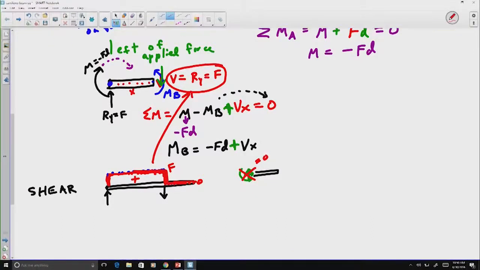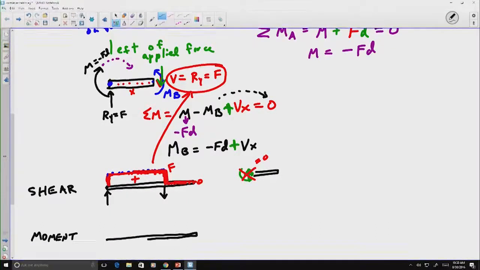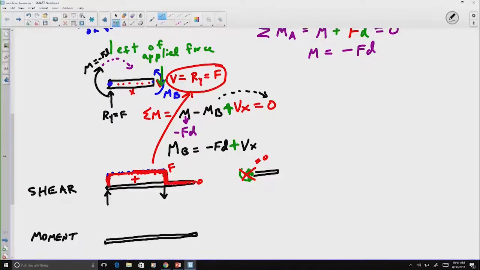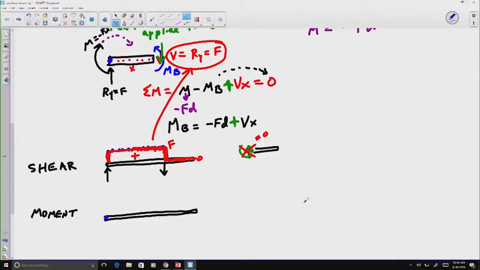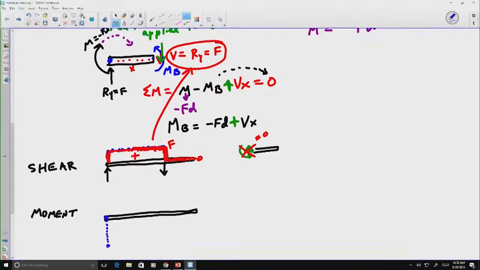Now let's look at our moment diagram. In the case of the moment diagram, we have one place where we know what the moment must be. At that very far left, there is an applied reaction moment. And that applied reaction moment has a particular value, negative FD. So the value at that far point is a moment of negative FD.